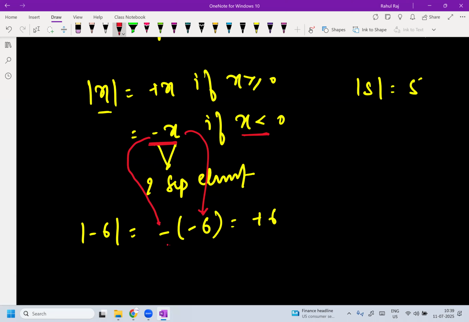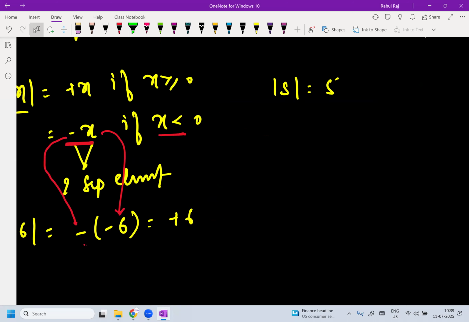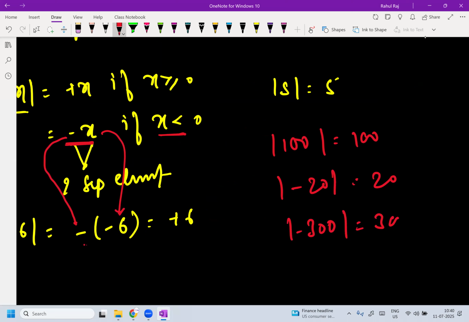Please understand, any constant coming out of mod is always positive. Mod of 100 is nothing but 100. Mod of negative 20 is nothing but 20. Mod of negative 300 is nothing but 300. Any constant coming out of mod is always and always positive.